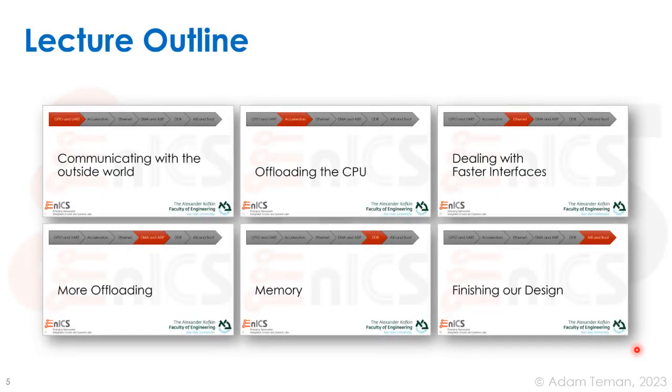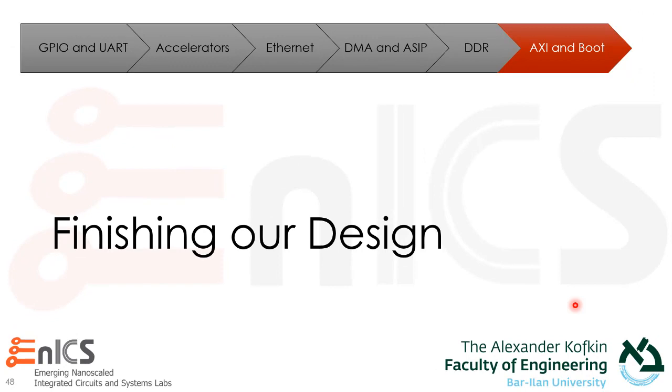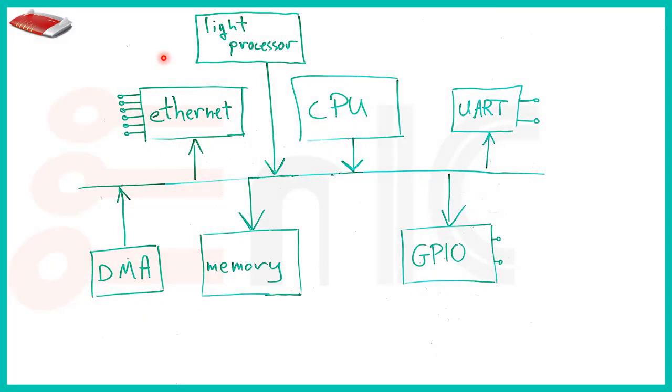Having finished our discussion about memory, let's move over to our last chapter, which I call Finishing Our Design. So we have this complete router over here. Remember, this is what we're building. It has our CPU, which is the host. It has a bunch of accelerators and ASIPs over here. It has our controller for Ethernet that's moving the data really quickly.